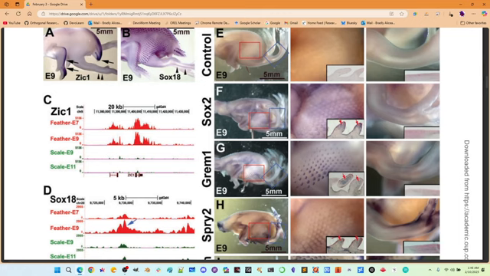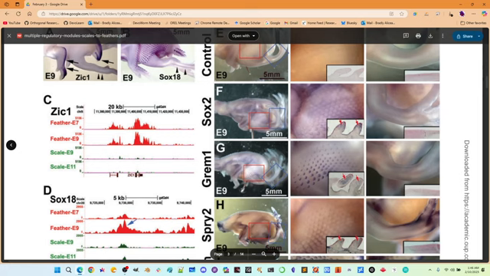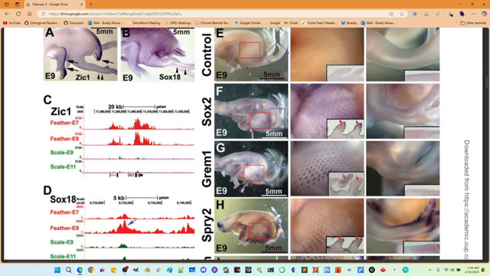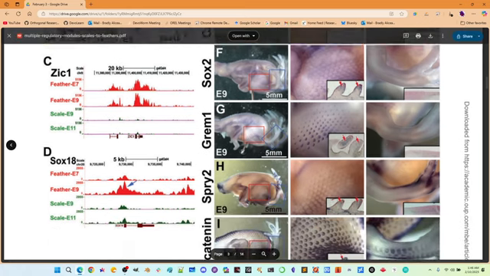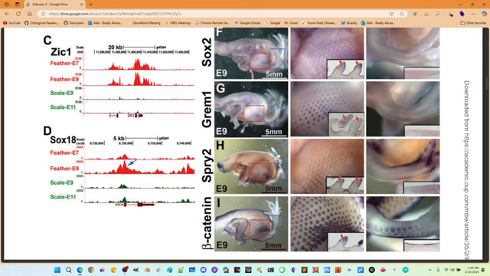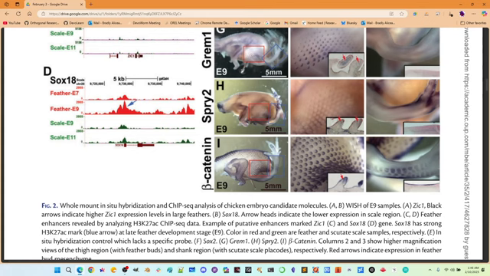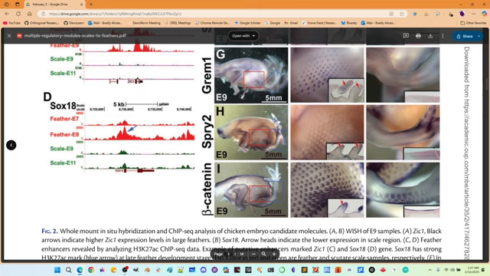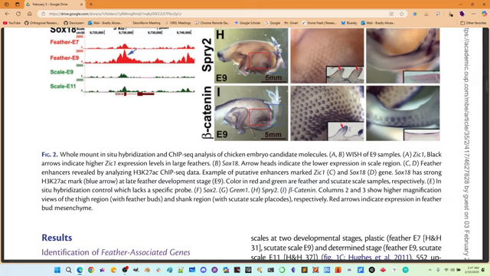SOX2, you start to get some expression. Here you see this patterned expression, but you don't see anything in the shank really, but you see it in the thigh. And of course, they have an inset that shows the scales forming here. You have GRAM1, which forms this different type of scale here. And you see that in the thigh, but not the shank. SPRY2, you get this scale formation here where you have in the thigh, that's a different pattern. And then in the shank, you don't see anything. Finally, beta-catenin, you see this pattern here where you have strong expression in the thigh, but also in the shank. And you see what that looks like in the inset on the shank in terms of morphology. And so these red arrows, these are feather bud mesenchyme cells. For SOX2, GRAM1, SPRY2, and beta-catenin, you have these feather bud mesenchyme cells in this structure.